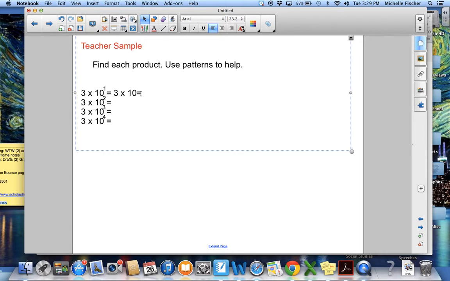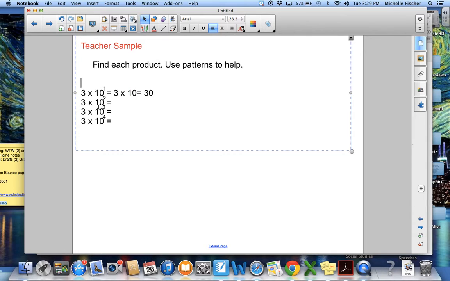Good. 3 times 10 is 30. So 3 times 10 to the 1st equals 30. Again, we see our pattern. We've got 1 zero here. We've got 1 zero here. And it matches our exponent of 1.